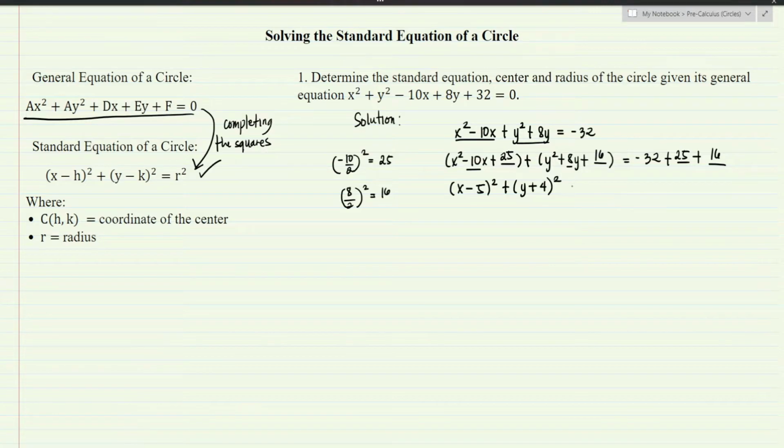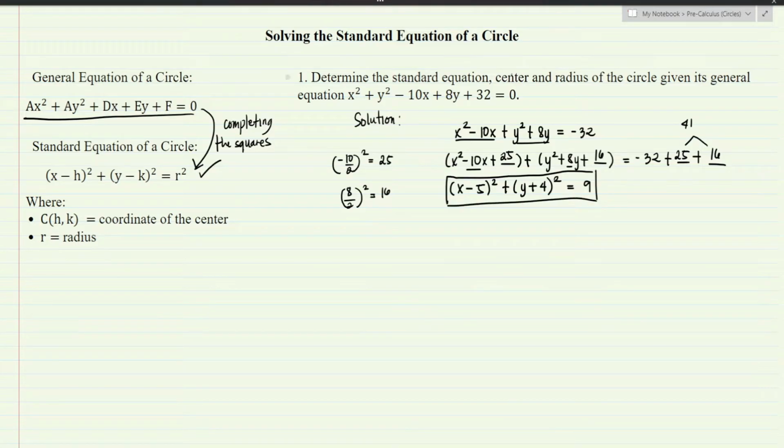As for the right side, we will just need to simplify them. 25 plus 16 is 41. So 41 minus 32, that would be positive 9. So (x minus 5) squared plus (y plus 4) squared equals 9 is already our standard equation.